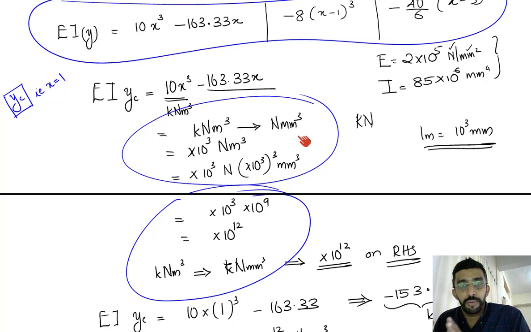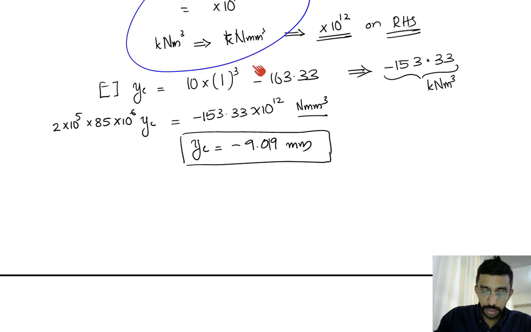You have to understand what the unit given in the question is, and the unit in which we are going to substitute the given data. Dimensional homogeneity should be maintained at every level of the solution. Okay. Now, we found the value of deflection at C.